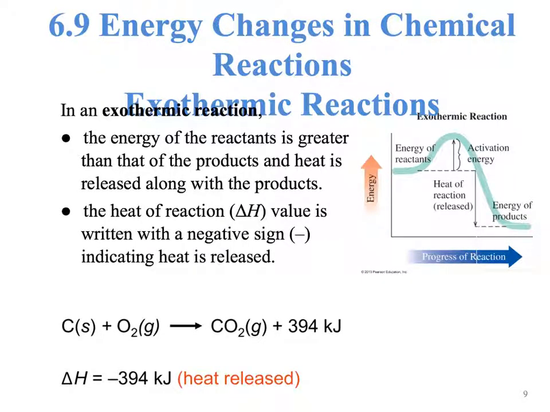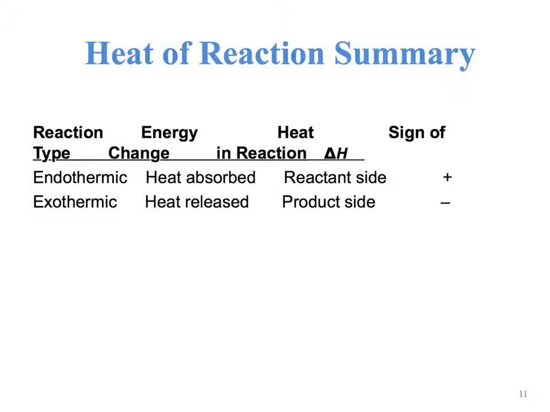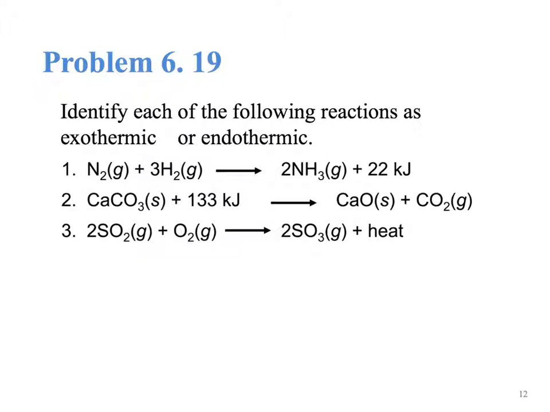There is also an energy change involved in a chemical reaction. We can have reactions that are exothermic. Reactions that are exothermic release heat, and heat is considered a product. So we see some kind of energy as a product. The endothermic reactions are those that absorb heat, and heat is a reactant. So the reactions can be endothermic, they absorb heat, or exothermic, heat is released. So let's identify each one of the following reactions.